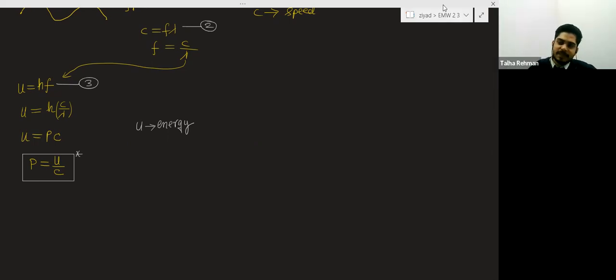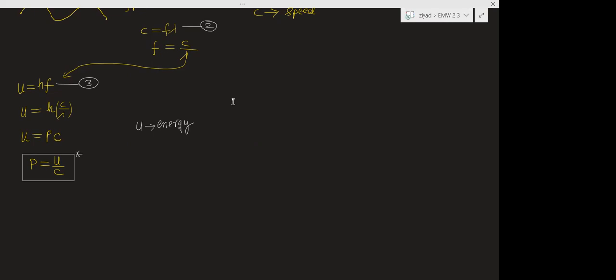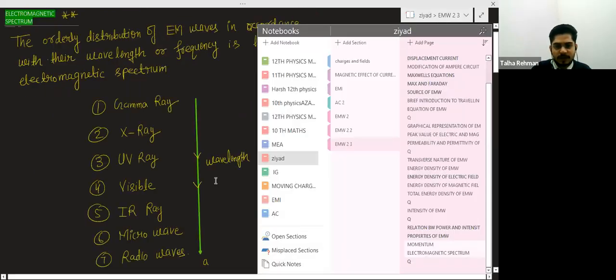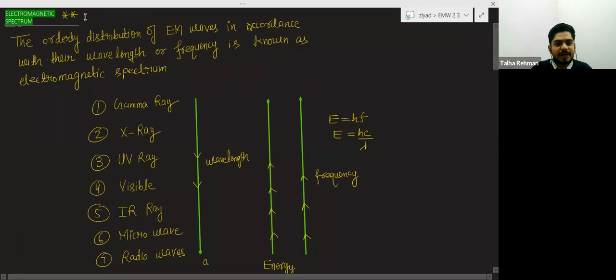Basically, the electromagnetic spectrum is the arrangement of the electromagnetic waves in the increasing or decreasing order of wavelength or frequency. That is known as the electromagnetic spectrum. So this is a purely theoretical topic.